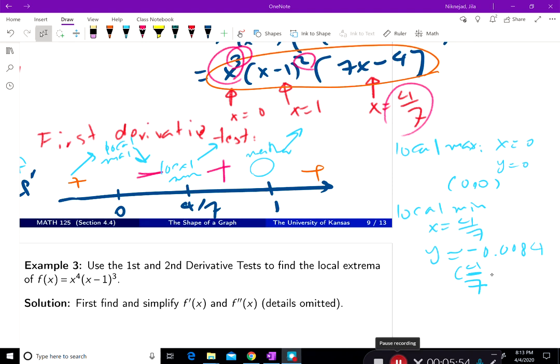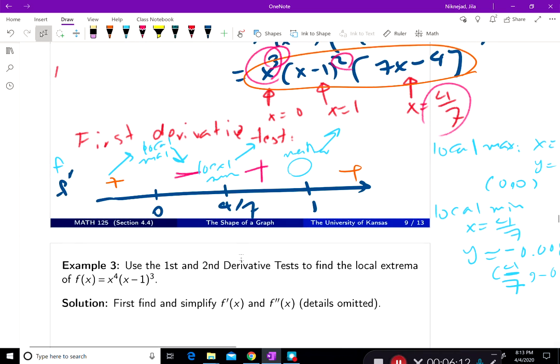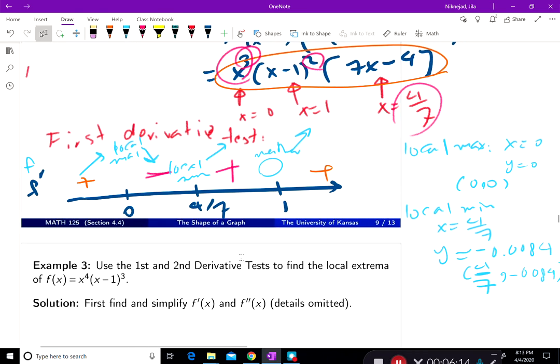And so that's the point 4/7 and approximately negative 0.0084. There's an exact value for that, but it's just long, so we're going to ignore the rest of the decimals. And so this is the local min and local max. And now let's talk about how we do this with the second derivative test.